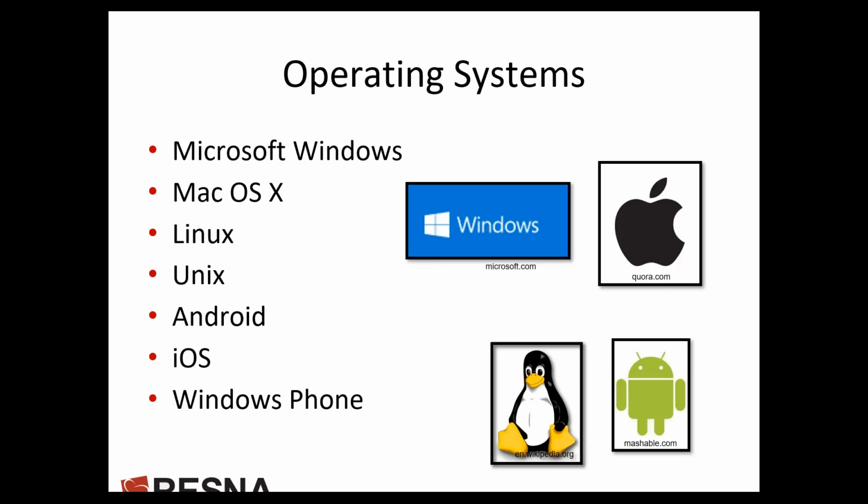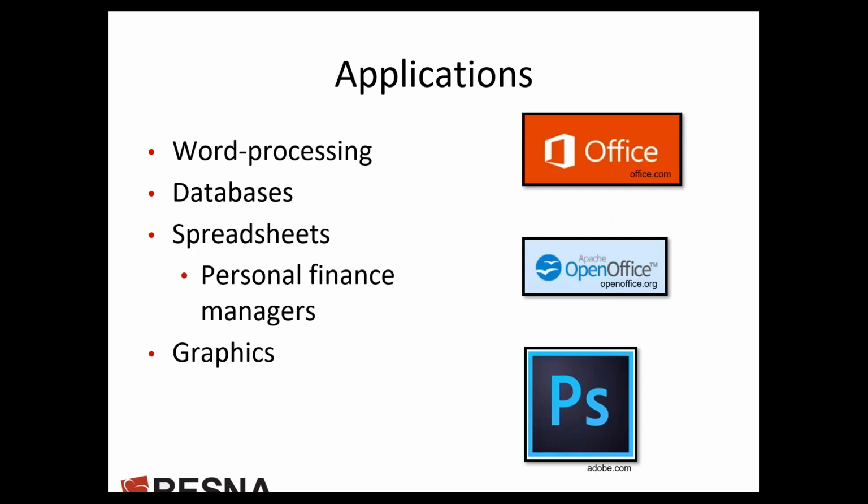So a lot of different operating systems out there. Typically, we're using Windows and Mac OS systems. We also have Linux and Unix. And then with all of our tablets and phones, we have Androids and the iOS systems. So a lot of different systems and a lot of different features that are available out there.